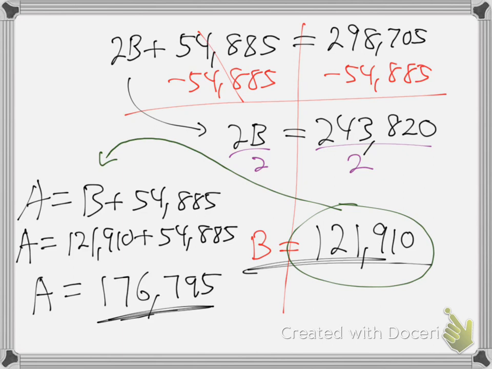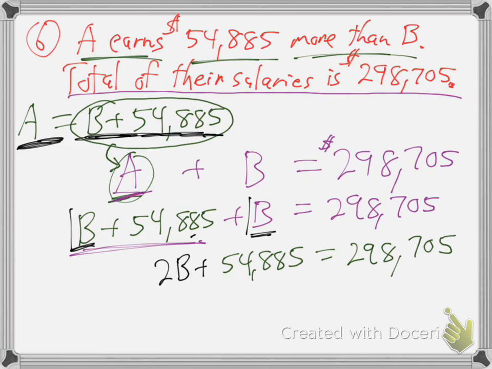We got it. How are we doing? That's the big ugly numbers. We okay with all that? Questions I can answer? You could get that on the final on Tuesday. We go back here. See how we did in the beginning? We just took those two sentences directly: A is 54,885 more than B, and then the total is 298,705, and I plugged in. Questions?